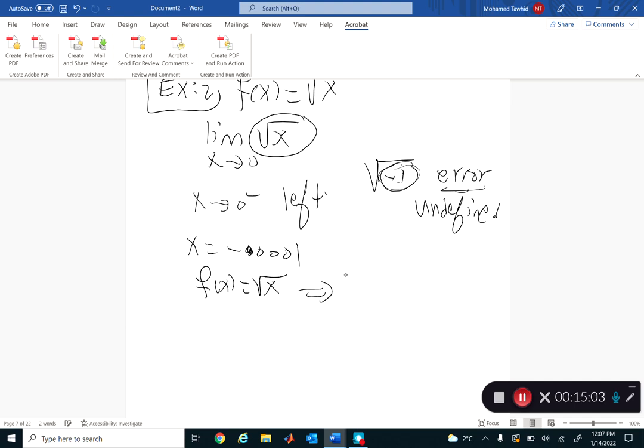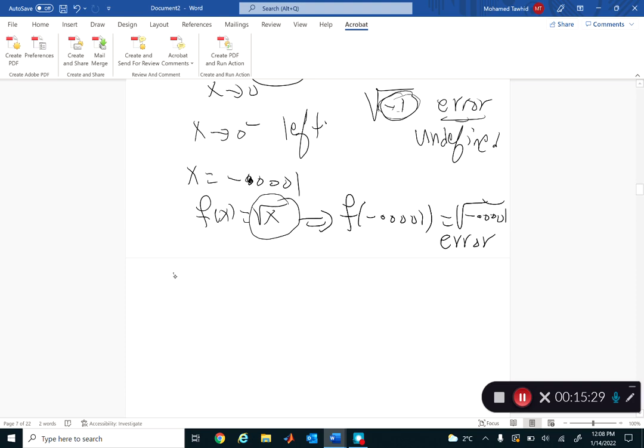So if I find out what f is at -0.0001, you will see the square root of a negative number. You can use technology here. You have error. Error means your left limit does not exist because it's undefined. If I use technology, I shouldn't have any complaint. If you have a complaint, it means you have error, which means this number is not in the domain, so f is undefined. Because of that, your left limit does not exist.